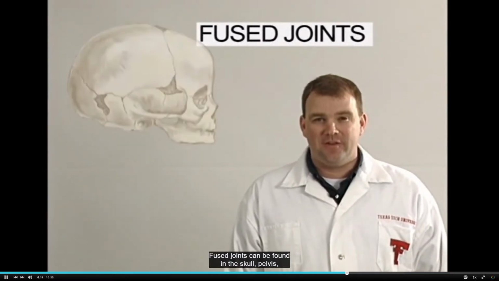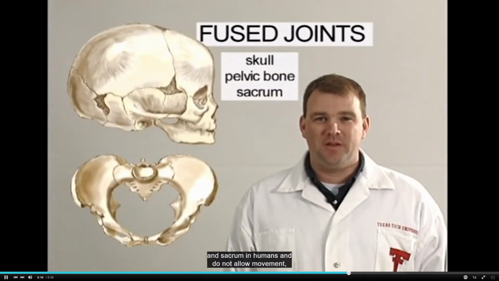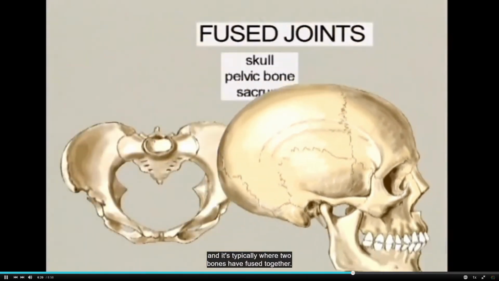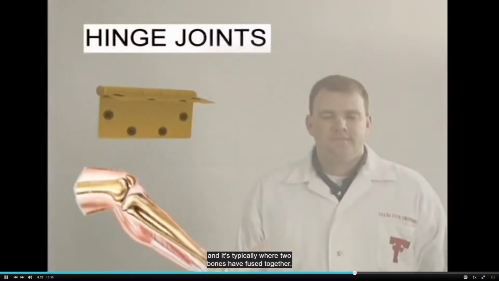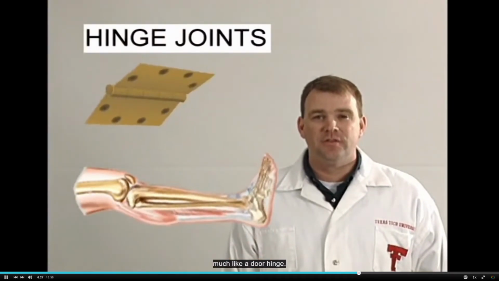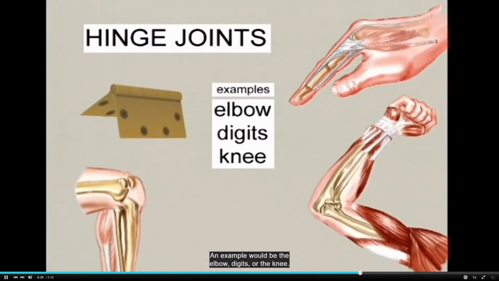Fused joints can be found in the skull, pelvis, and sacrum in humans and do not allow movement, and is typically where two bones have fused together. Hinge joints allow movement around a single axis, much like a door hinge. An example would be the elbow, digits, or the knee.